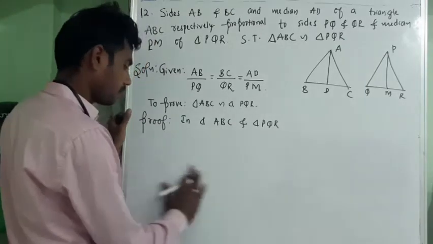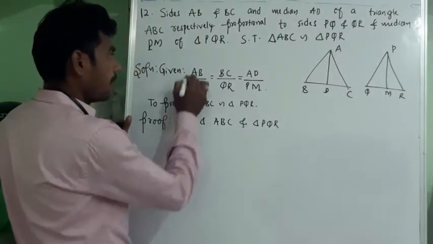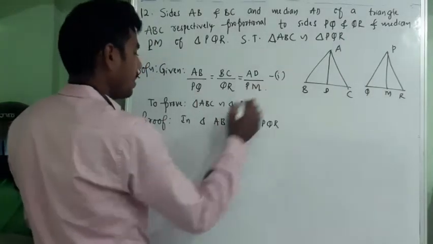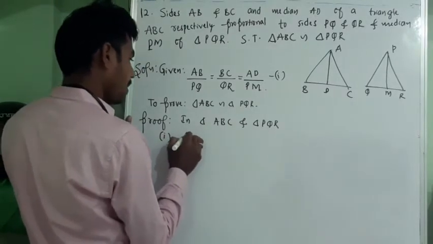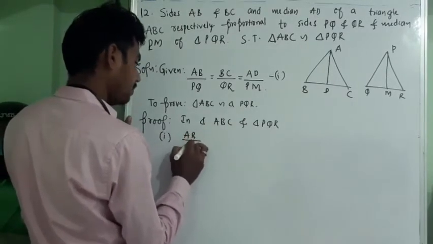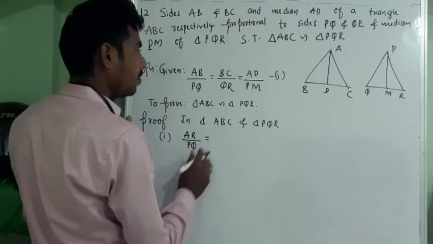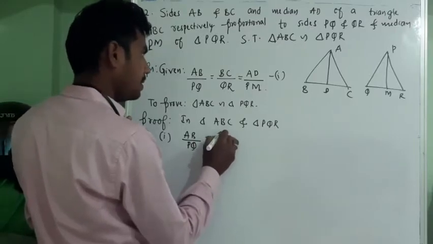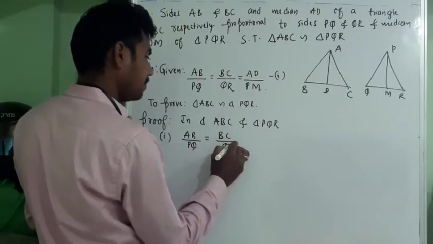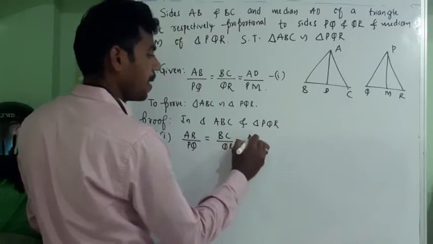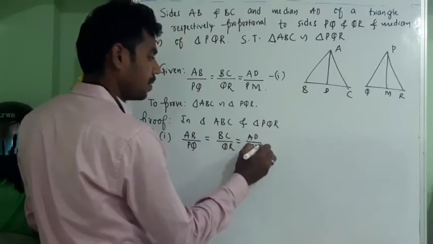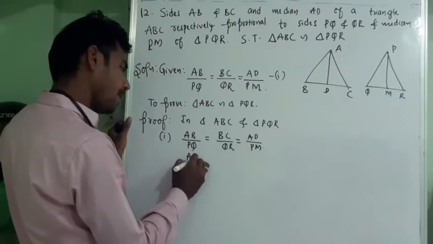See, I'll make use of this equation 1. What does equation 1 state? See, AB by PQ is equal to BC by QR is equal to AD by PM. I'll make use of that. Okay, I'll write AB by PQ as it is.